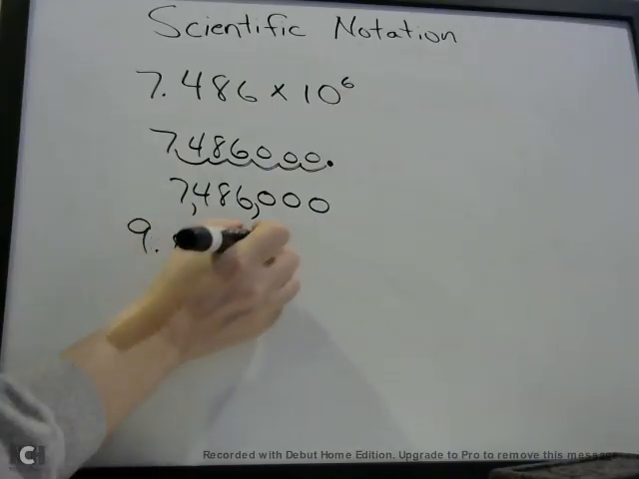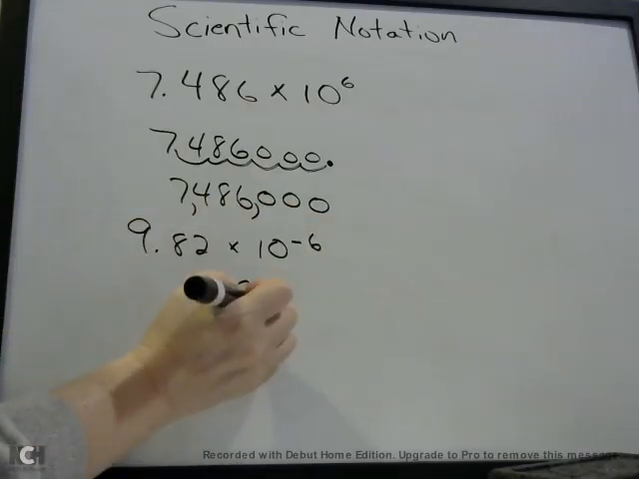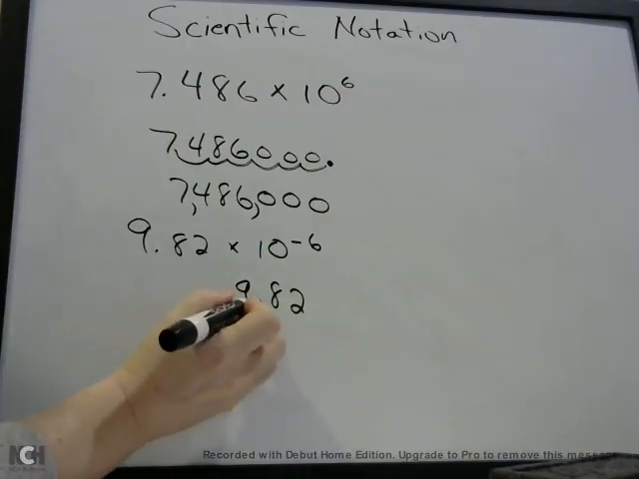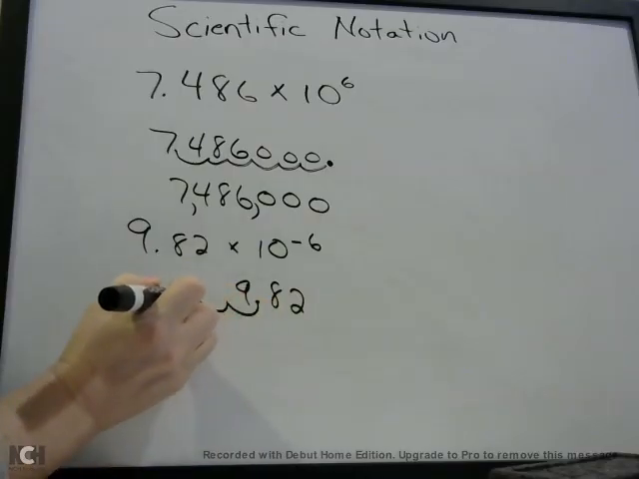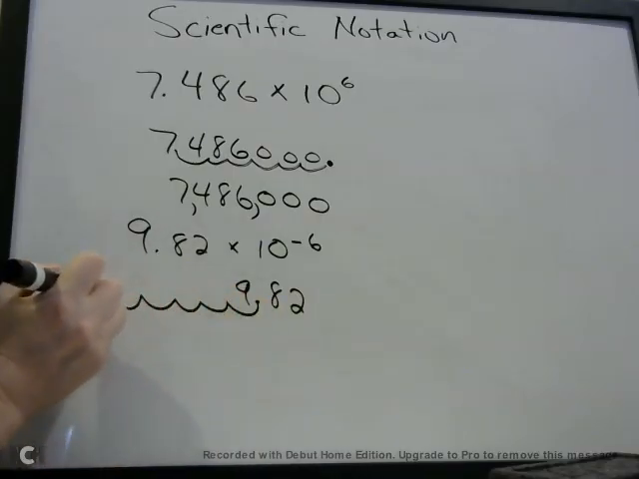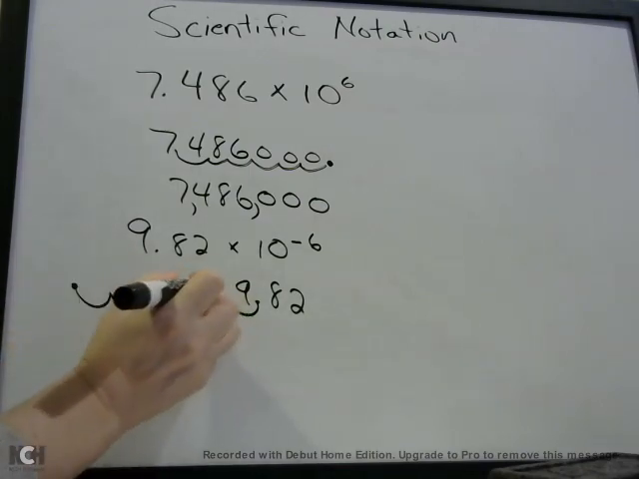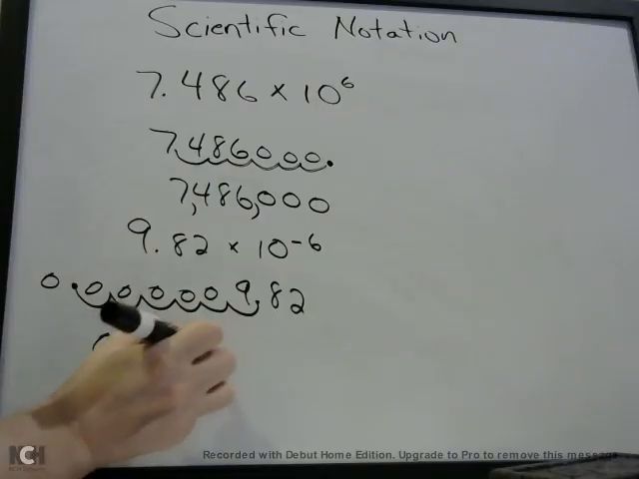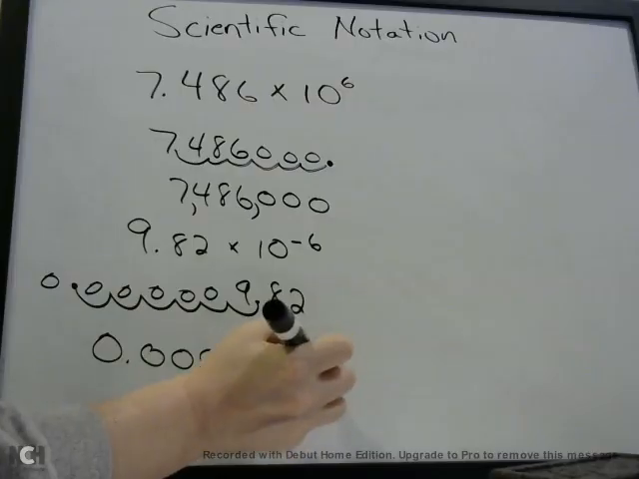9.82 times 10 to the negative 6th. So we're going to take 9.82, start at the decimal point, and move it over to the left now 6 spots. 1, 2, 3, 4, 5, 6. Put the decimal point. We fill these in with zeros. 1, 2, 3, 4, 5 zeros, and we can put a 0 out in front. So we have 0.1, 2, 3, 4, 5 zeros, 9, 8, 2.